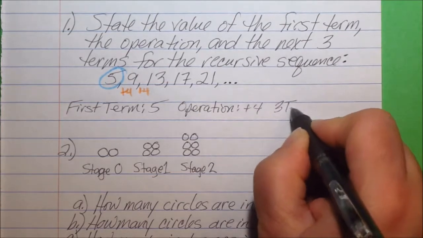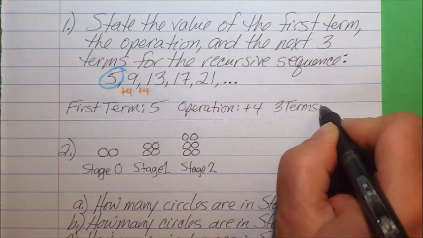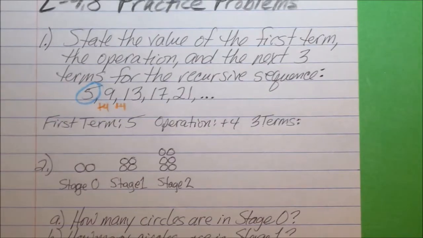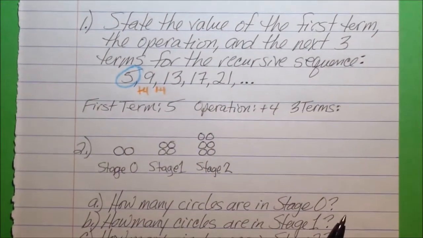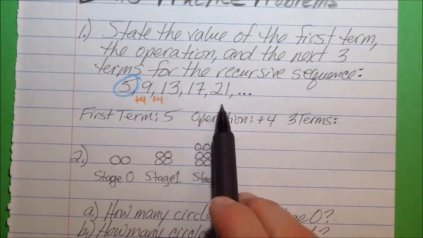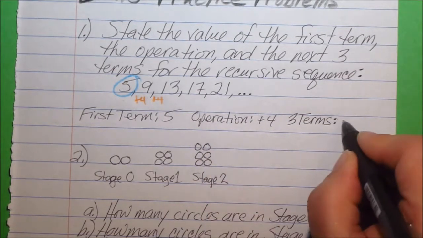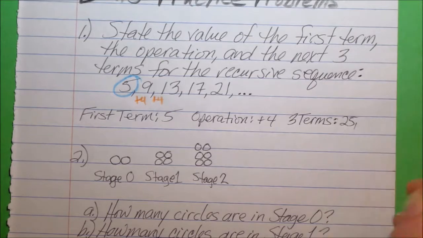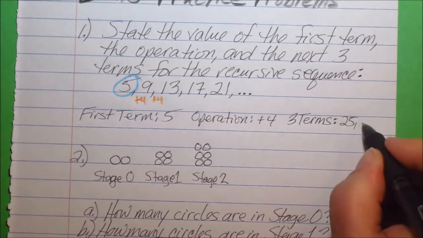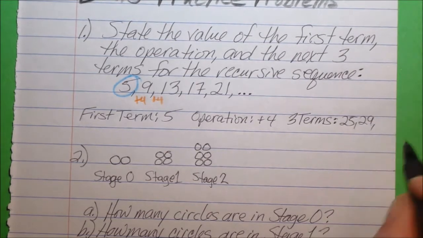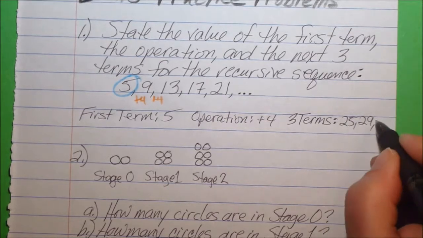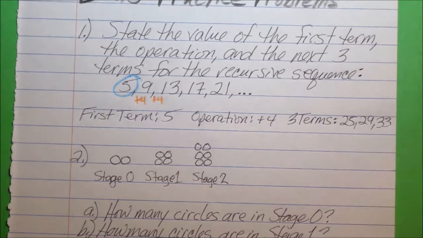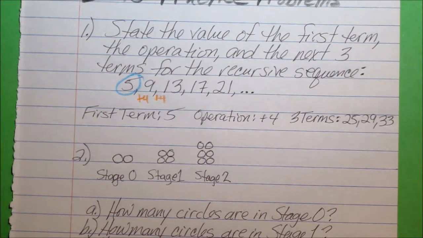3 terms. He wants to know the next 3 terms. What are they going to be? Well, I just need to look at the last term and see that if I add 4 to 21, I get 25. If I add 4 to 25, I get 29. And if I add 4 to 29, I get 33. Okay, so that's all there is to that.